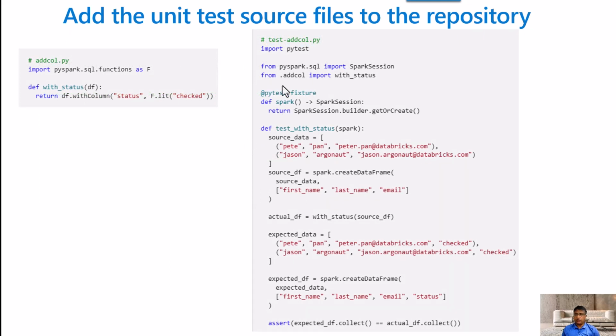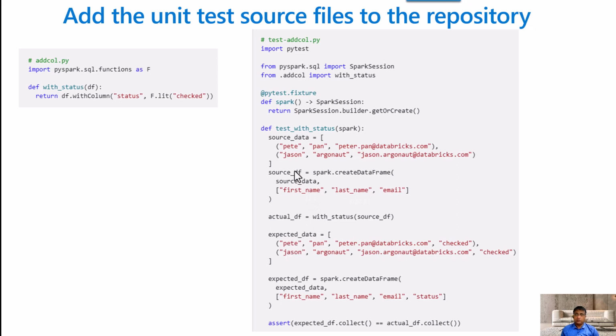Before we go too far into it, let's understand how we add the unit test source files to the repository. For the sake of simplicity, we have developed three files. First is add call.py, which is nothing but adding a column into the Python data frame. Here, the data frame is passed, and it is going to add the particular column into it, df with column. Then this is your add column Python file, and this is your fixture for the PyTest. This fixture creates a source for a data set where the values are given, such as Pete, Pan, and then email ID, Jason, and his email ID and his last name. This is creating a data frame, and these are the headers for this data frame.